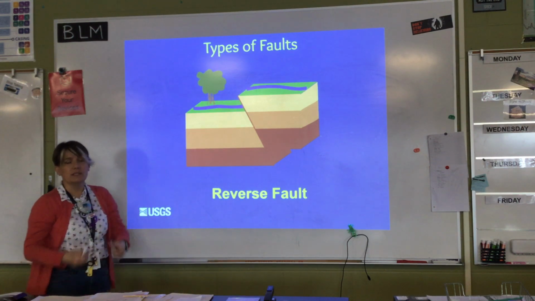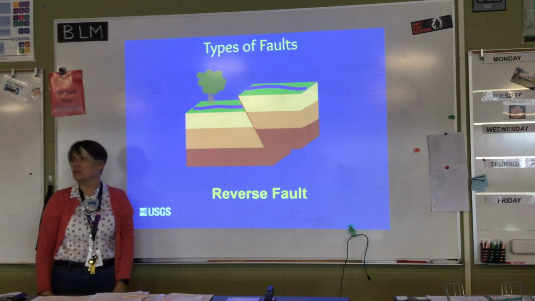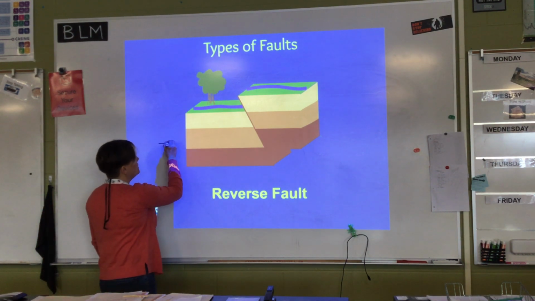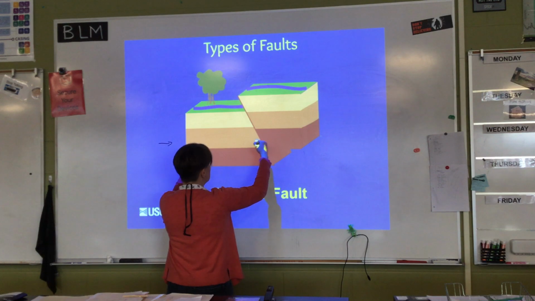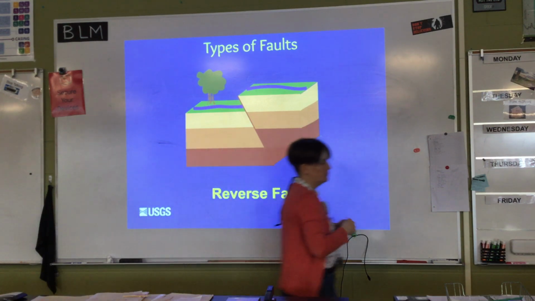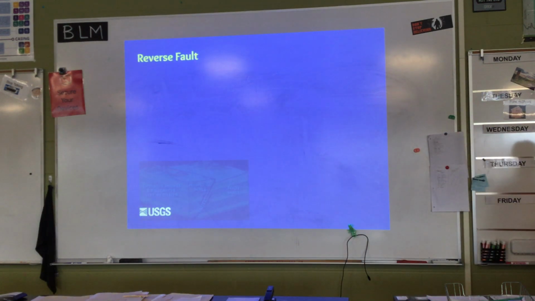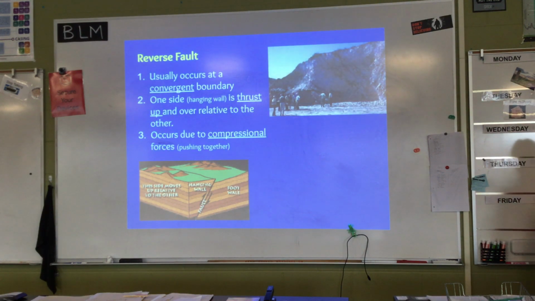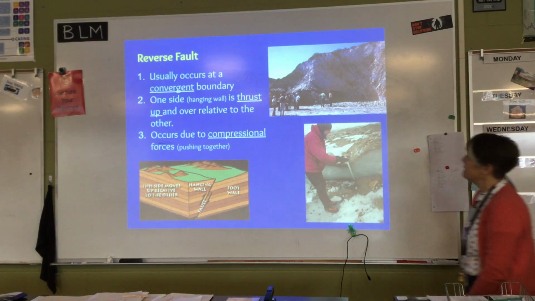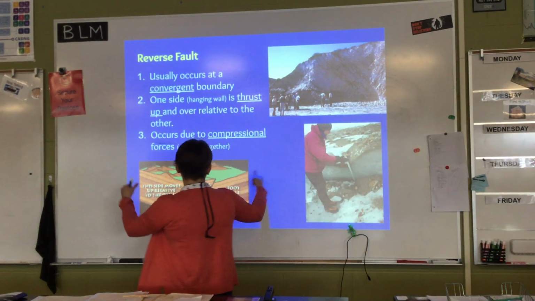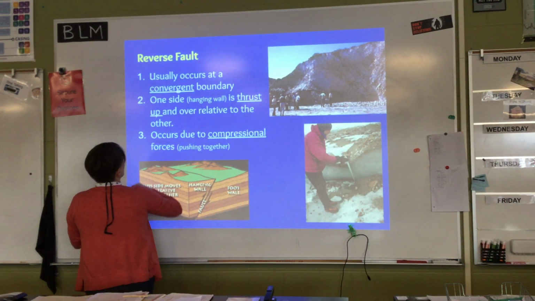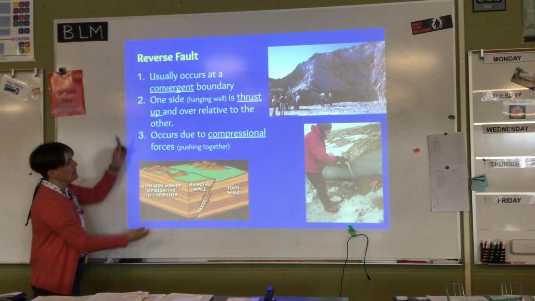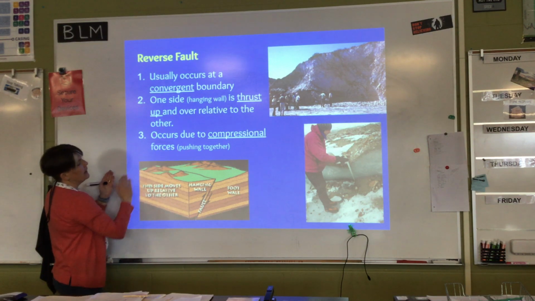So if the other one was tensional force, what kind of force do you think this is on the land? Yeah, so in this case, the land is being squeezed together. So convergent. Yeah, these are convergent boundaries. So it happens at areas where the land is coming together or being compressed. One side, the hanging wall, is thrust up and over.